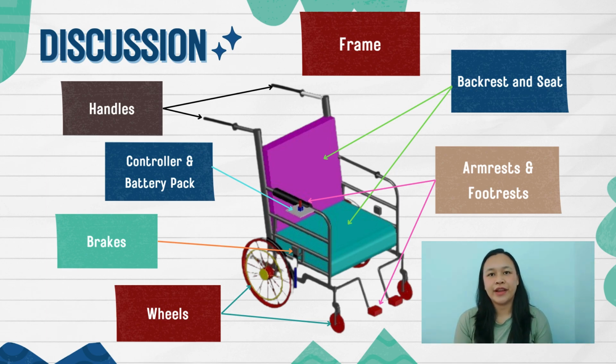Next, the basic components of the wheelchair are the handles, armrests, and footrests. Handles are placed at the rear and used to control the movement of the wheelchair, while the armrests and the footrests are used to give a comfortable hand and feet placement for the user. As we all know, the footrests can be folded for easier entering and exiting the wheelchair.